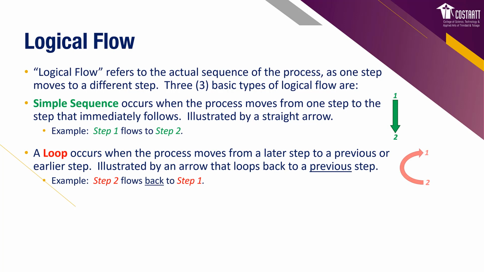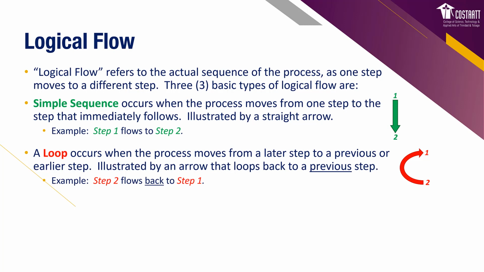It's not skipping anything, it's not going back, it is simply going to the very next step. Next, we have a loop. A loop occurs when the process moves from a later step to a previous step, or an earlier step as the case may be. This is illustrated by an arrow that loops backward or loops upward to a previous step. In the example we had used before, we had looped back from step 2 to step 1. Now, you may ask, why is this a loop? A loop would be considered to be a complete circle.